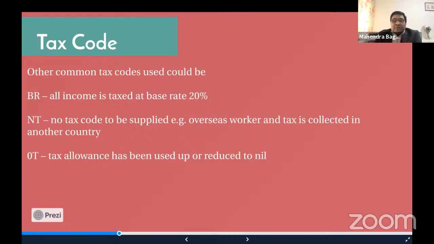A lot of the time, one regular query comes from employees to the employer: my tax code is not correct. We always advise the employee as well as the employer that the employer cannot act on behalf of the employee for any tax code queries. It is the employee who needs to contact HMRC and understand it. And if HMRC has made any error, normally because of the RTI system, they send that information ASAP to the employer, and in the next pay run, the employer should correct the tax code.